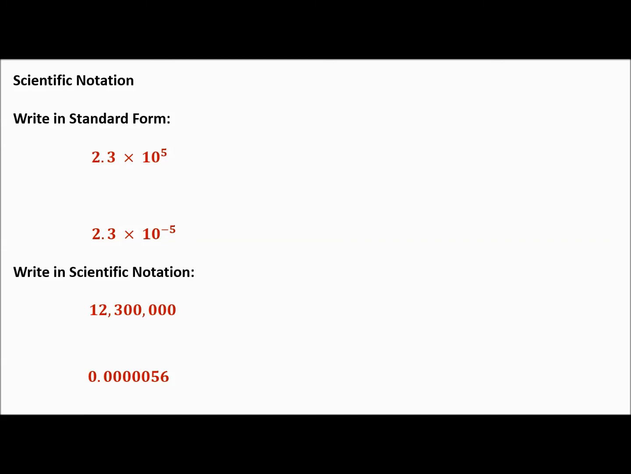2.3 times 10 to the 5th really means you move the decimal place to the right 5 times. Really, you're multiplying 2.3 times, now that's what, 100,000? Because it's a 1 and 5 zeros. But I don't want you to think about those big numbers. This is a direction. That means move the decimal 5 places to the right.